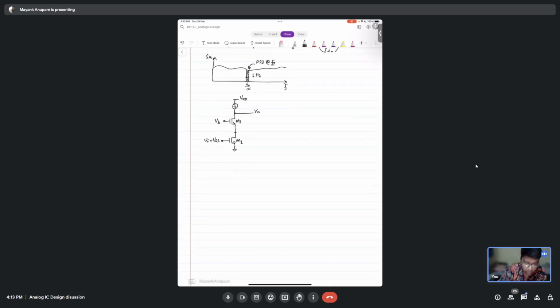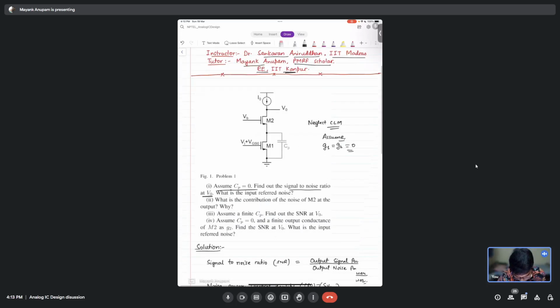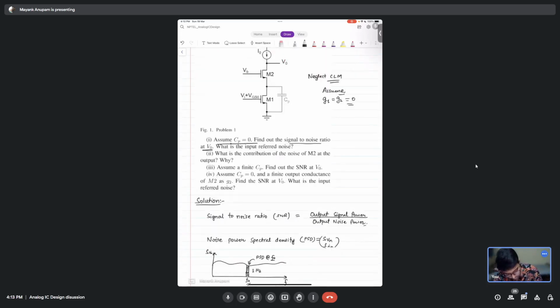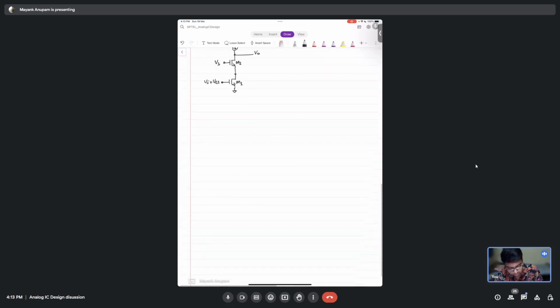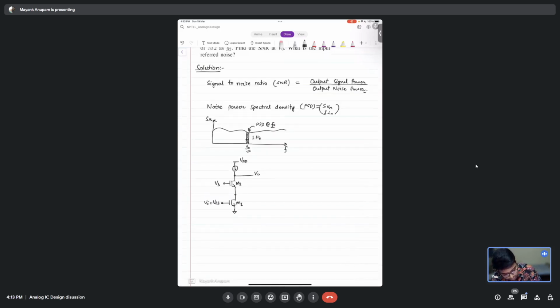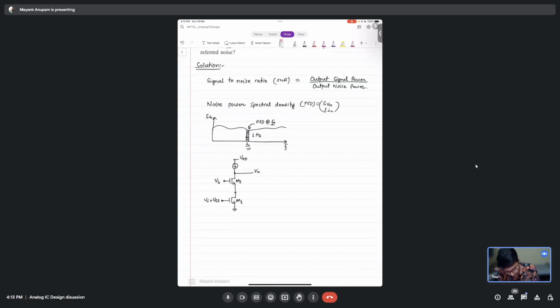So one way to do this, we have to find out the small signal signal to noise ratio, right? So for signal to noise ratio, what is the signal to noise ratio? It is output signal power divided by output noise power, right? So we have to find out the total noise power, right? Signal power is easy, simple.